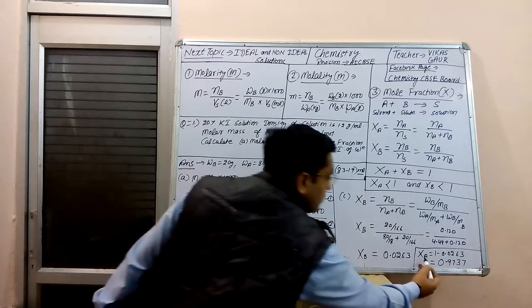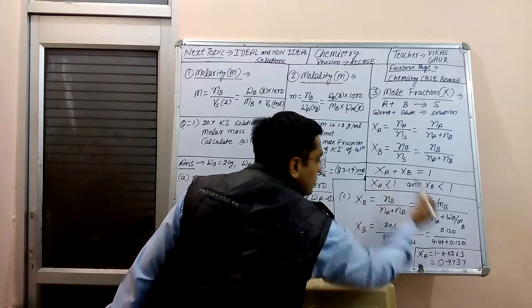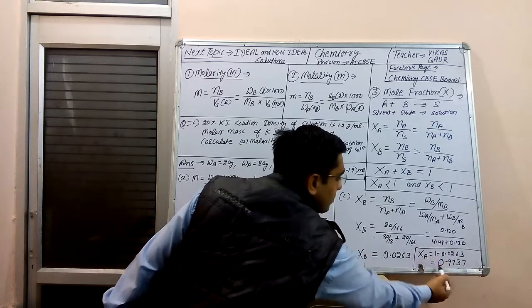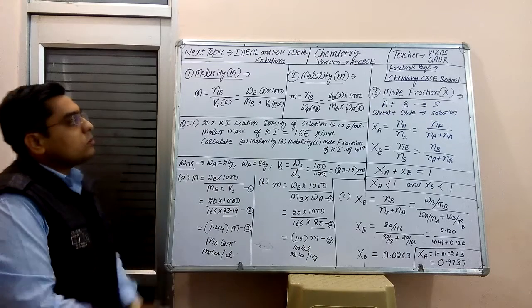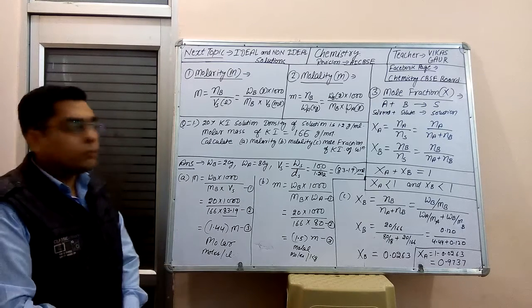And mole fraction of A is equal to, according to this equation, 1 minus Xb, meaning 0.9737. So this is another very important topic.